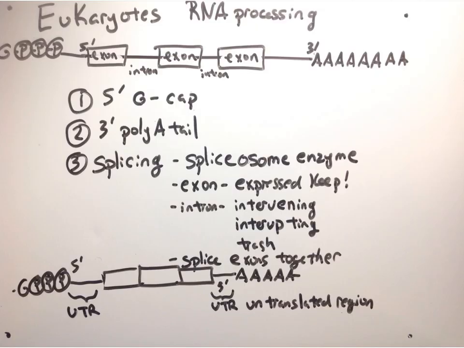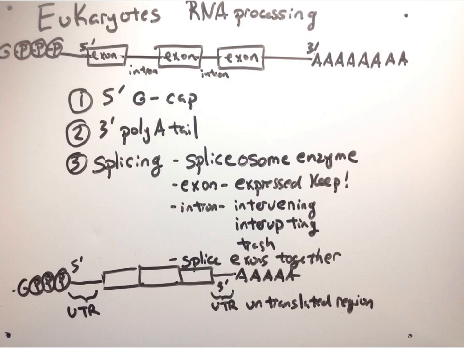In eukaryotes, after the RNA has been transcribed, it has to be modified before it can leave the nucleus. And there are 3 things that have to happen to the RNA. On the 5' end, it receives a modified G cap, which is put on effectively backwards. On the 3' end, a poly A tail is added post-transcriptionally by an enzyme. And then finally, splicing occurs.